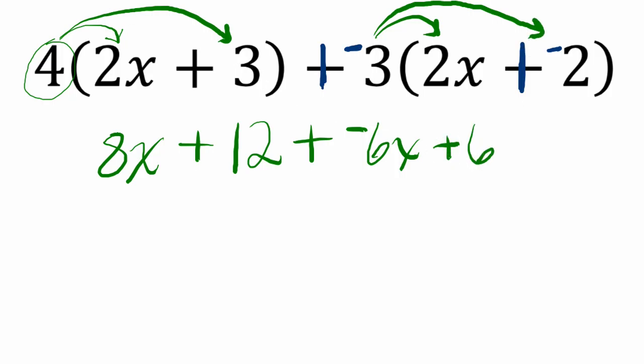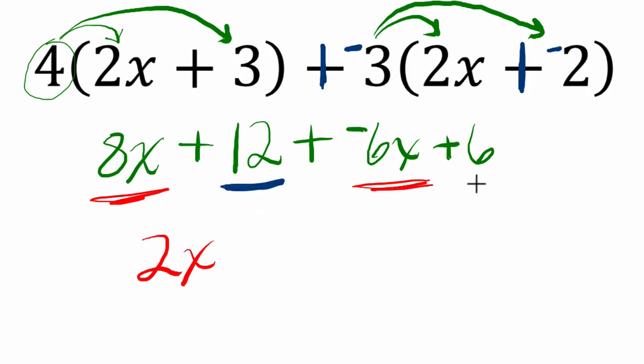Now we combine terms. Well, I've got 8x here and negative 6x there, and I put those together and I get 2x. And I've got 12 here and 6 there. Put them together, we get 18.